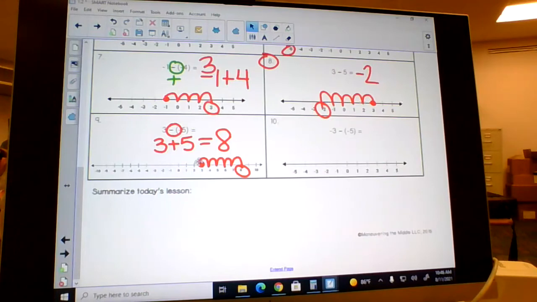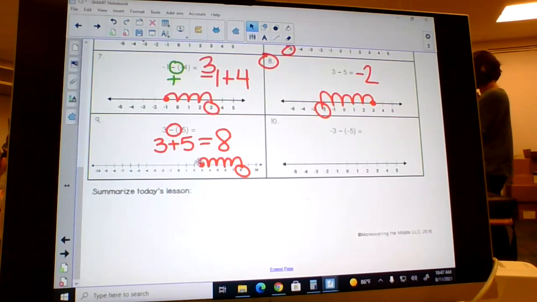I started at 3 here. This is minus. It's just when the 2 negatives are up against each other.